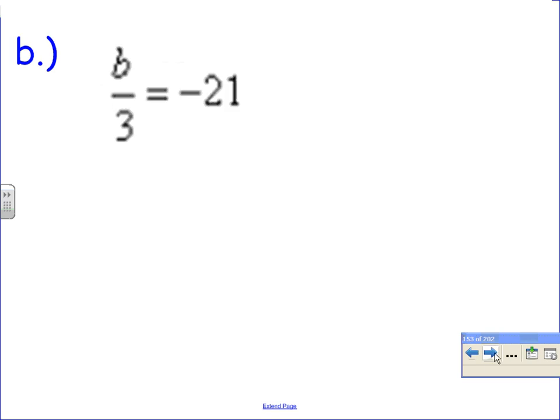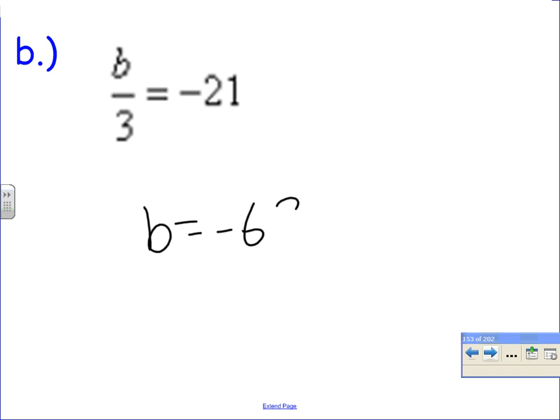I want you guys to do this. Go ahead and do letter B, please. Okay, raise your hand if you think you know what the answer is. And I think I should see most of your hands up. Matt, what'd you get?